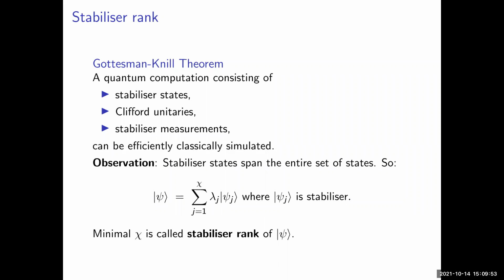Another crucial observation is that the stabilizer states span the entire set of quantum states. That means that any quantum state, like psi here, can be written as a linear combination of stabilizer states. And the minimal number of stabilizer states we need to write a state, we call the stabilizer rank of psi. Okay, so I'm going to write the stabilizer rank as these psi's things.